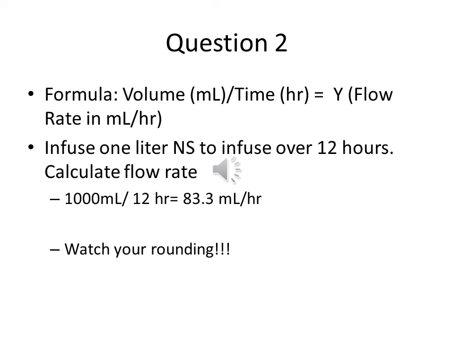Now here I give you an example of a continuous infusion. So if you see this, it's going to be 1 liter to infuse over 12 hours. And because it's continuous, you leave the time in hours. So it would be 1,000 milliliters divided by 12, and that equals 83.333333. But remember your rounding rules, so then you just do 83.3 milliliters per hour. Let's say if it was 83.35, then you would put 83.4.